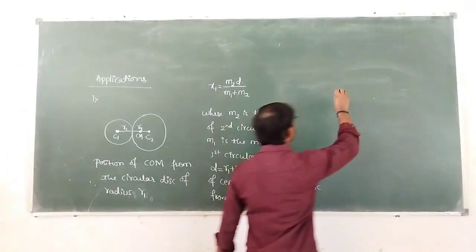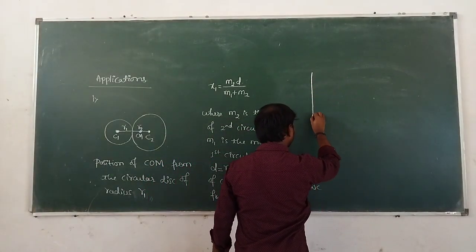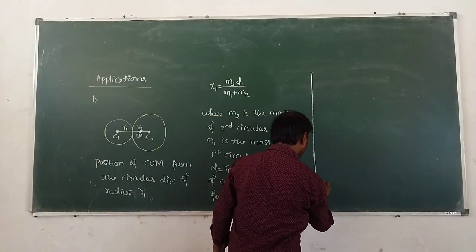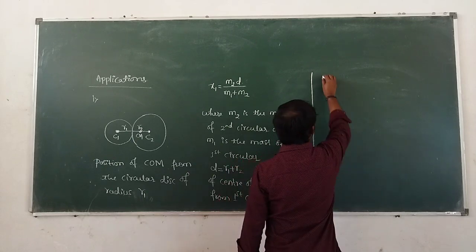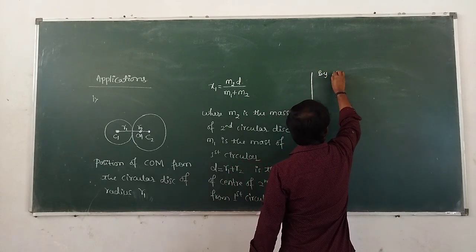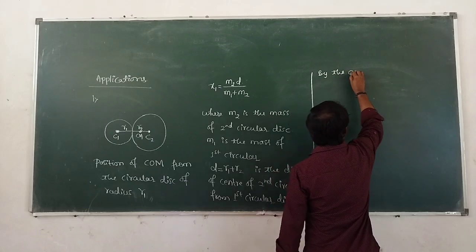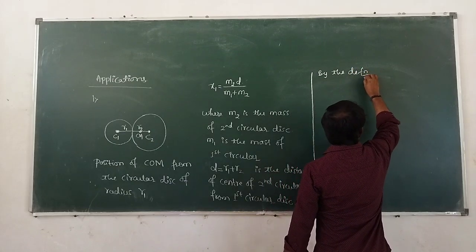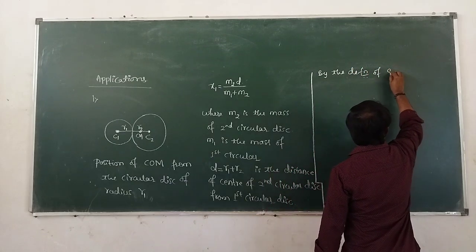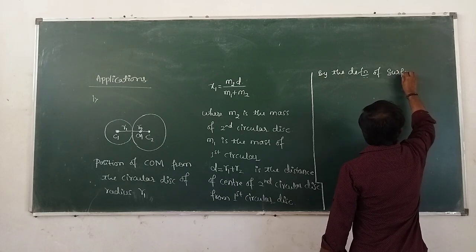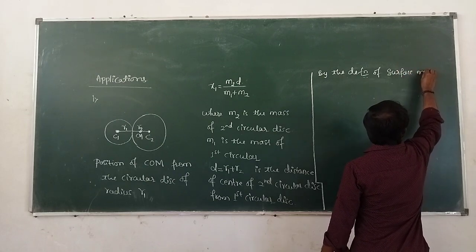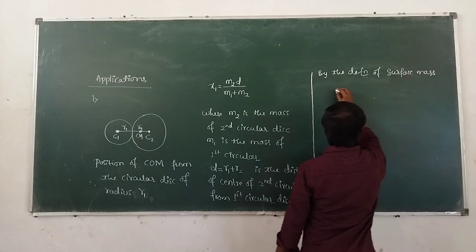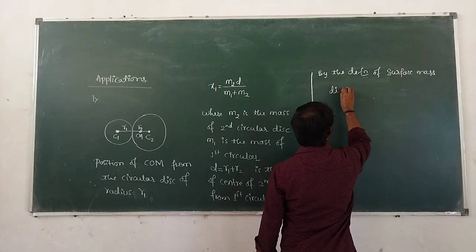See here, by the definition of surface mass density, surface mass density is nothing but the total mass per unit area.